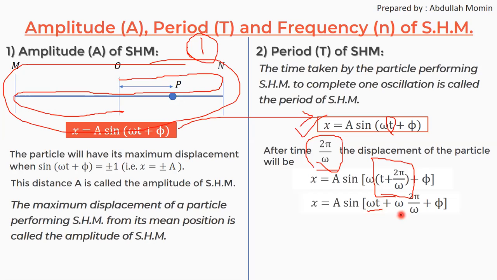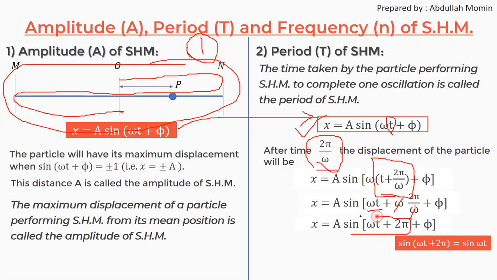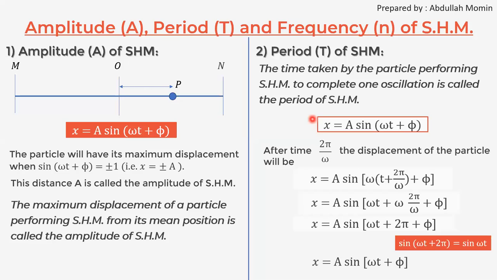Now omega is going to multiply with the bracket. So omega t into omega times 2 pi by omega, omega will get cancelled. Now we will get x is equal to A sine(omega t plus 2 pi plus phi). And we know that sine(omega t plus 2 pi) is equal to sine omega t. So this will be equal to sine omega t, and the equation which we will get is x is equal to A sine(omega t plus phi). Now compare the final equation and the initial equation, both are the same.